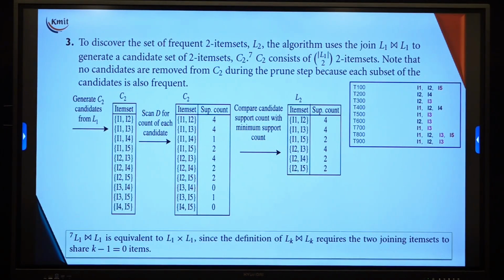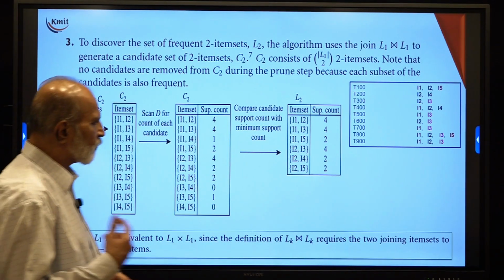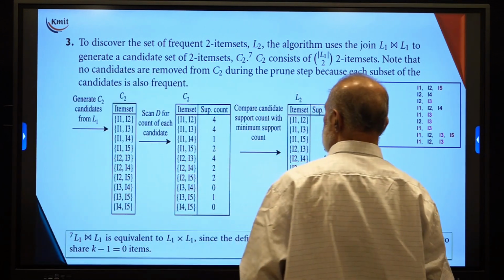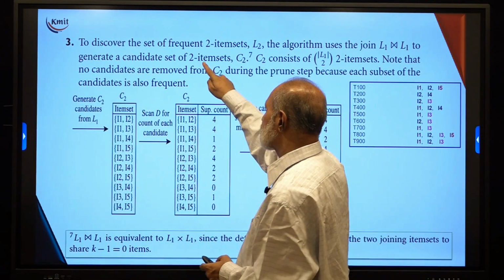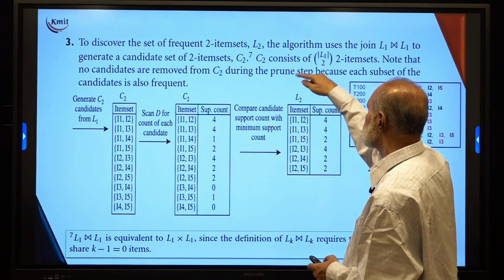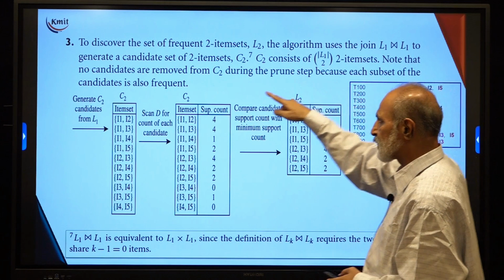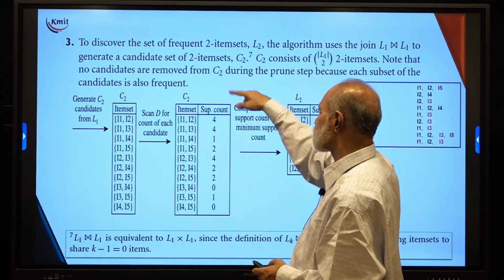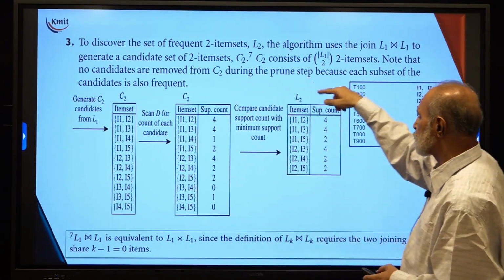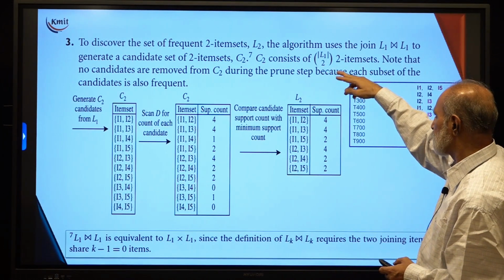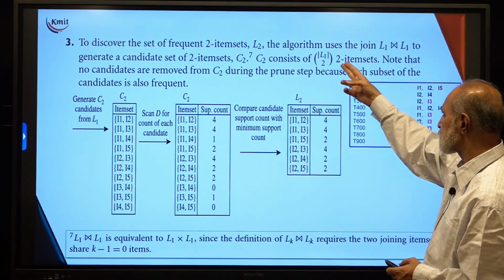Now, after getting L1, we go for L2. To discover the set of frequent 2-item sets L2, the algorithm uses a join of L1 with L1 to generate a candidate set of 2-item sets called C2. C2 consists of mod of L1 taken 2 items together, called 2-item sets.